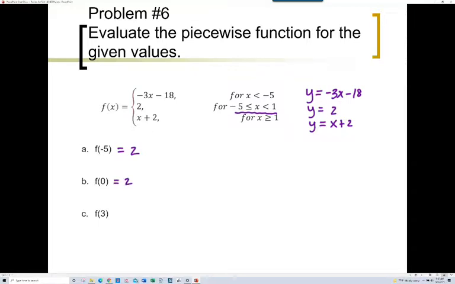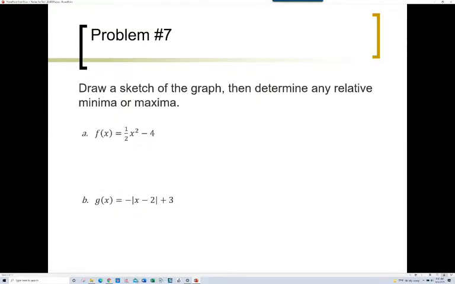What about f of 3? Well, notice now x, our input, is greater or equal to 1, and 3 is greater than 1. So we're going to take our input, x, our 3, and add 2. And so we get 5. All right, let's move to the next slide.